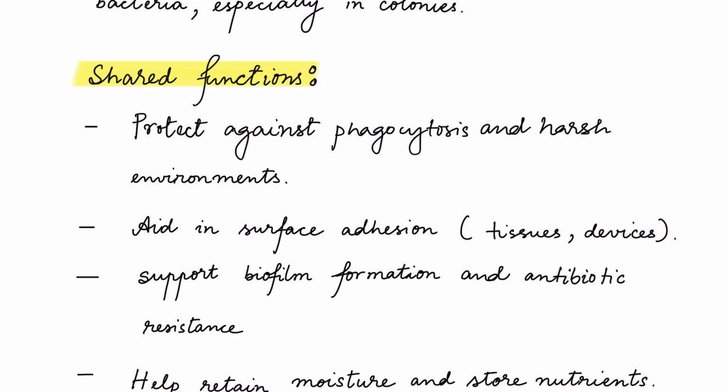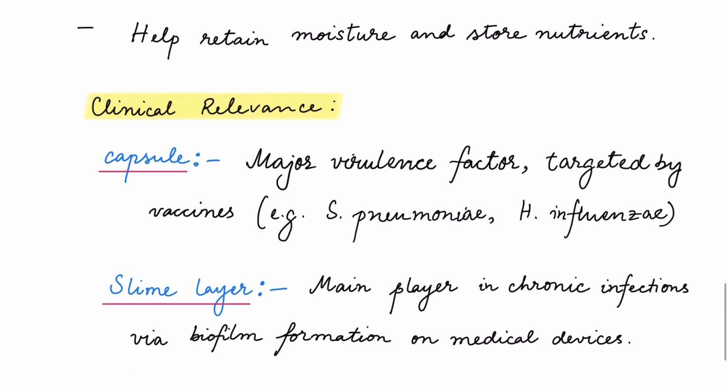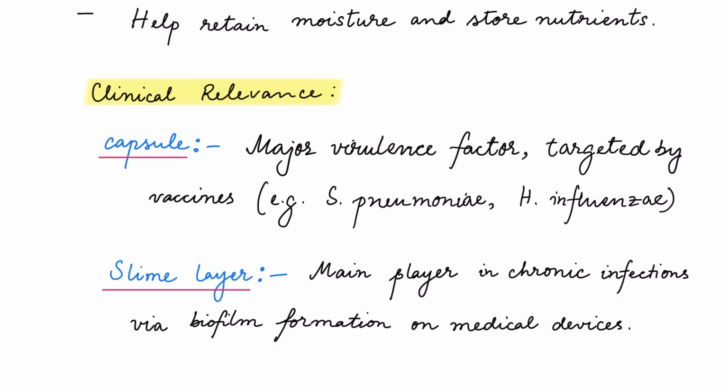Now, how are the capsules and the slime layer clinically significant? So, capsules are considered major virulence factors, meaning components that increase a microbe's ability to cause disease. They prevent immune cells from destroying the bacteria, allowing infection to progress. Because of this, capsules are often targeted for vaccines. For example, vaccines against Streptococcus pneumoniae, Haemophilus influenzae, and Klebsiella pneumoniae are based on capsular polysaccharide antigens.